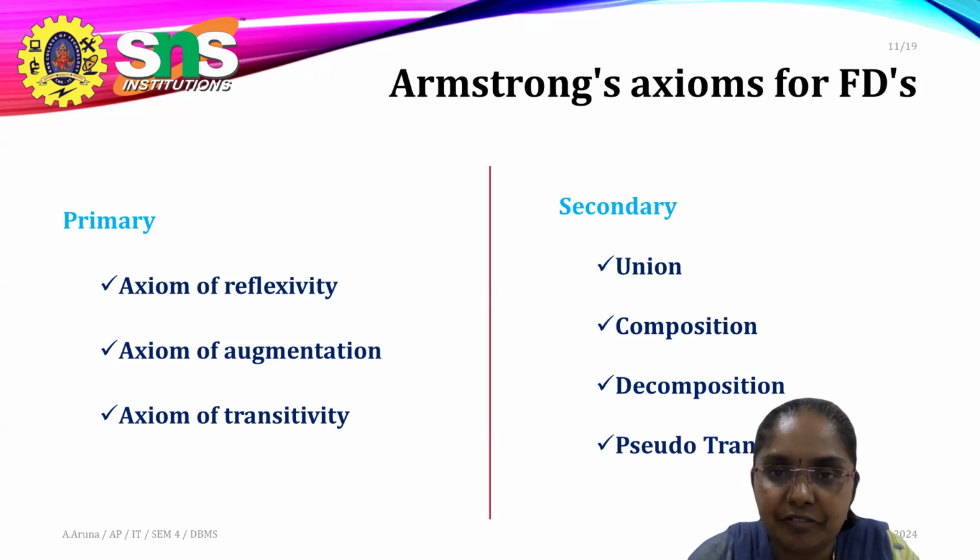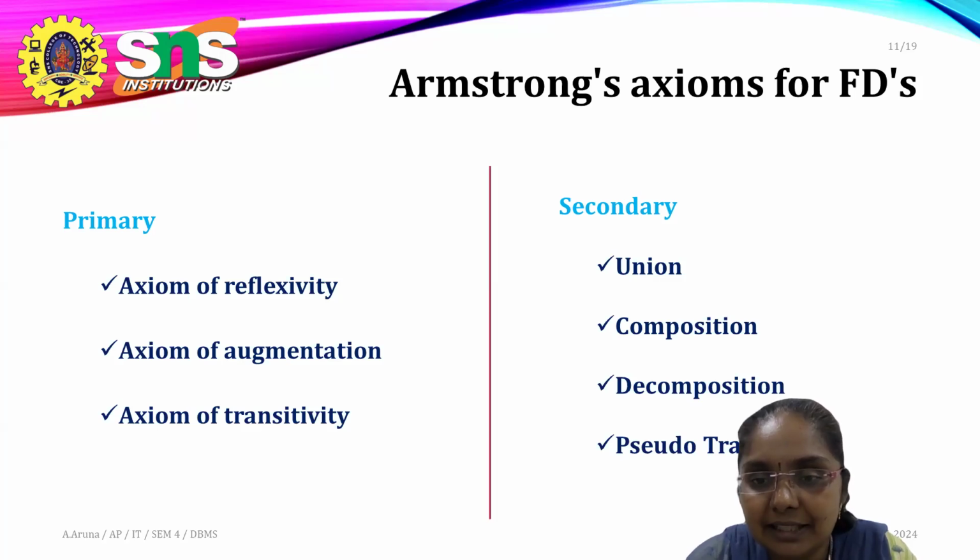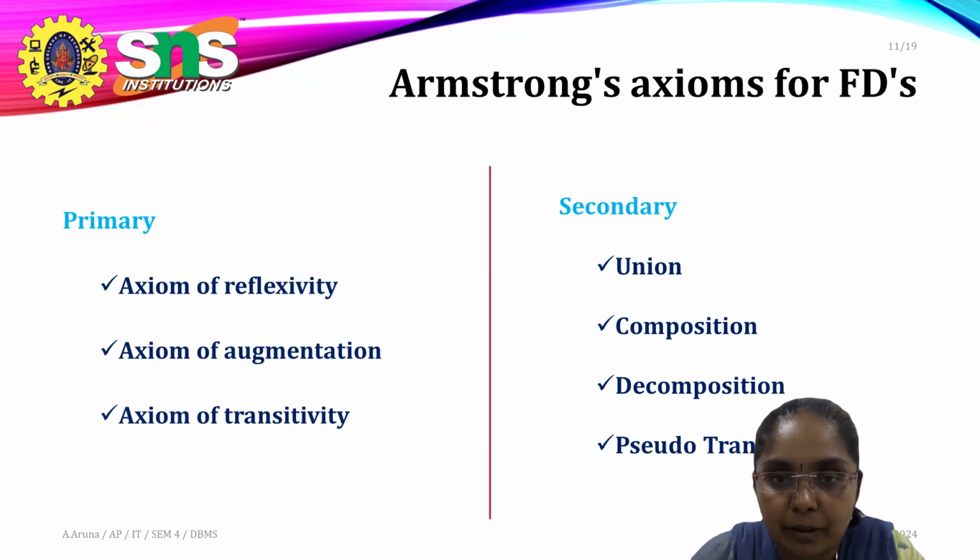In this lecture series, today we're going to see the Armstrong Axioms for functional dependencies. Similarly, we are taking the properties from the mathematical concept. Under functional dependencies, there are 7 axioms. Through the primary axioms, we can create the secondary axioms. In primary, we have 3 types of axioms: reflexivity, augmentation, and transitivity. By using these 3, we are going to develop the secondary ones, that is union, composition, decomposition, and pseudo-transitivity. Let us see one by one.